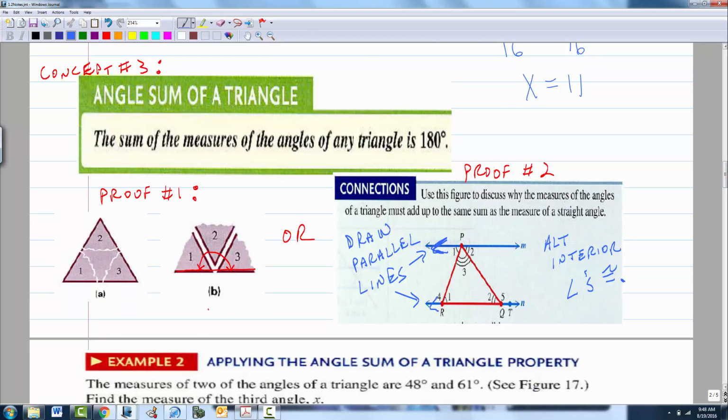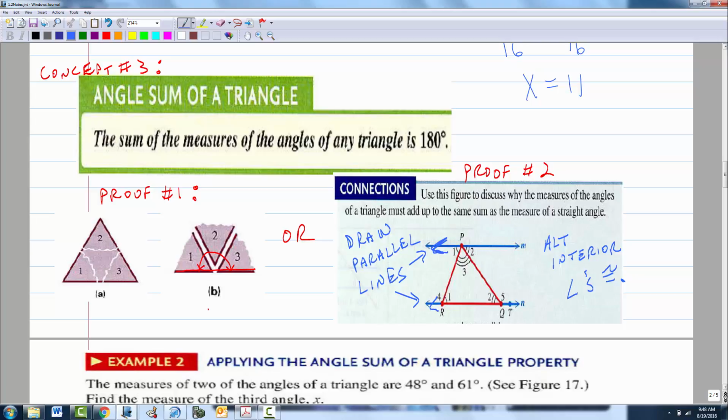Angles in a triangle add up to what? 180. I love this because it's actually a nice little proof. I don't like the first one so much because you may not see pictorially how you could cut up a triangle and fit it and make a straight angle. I kind of like the second one because it's based off of what we just used up there.